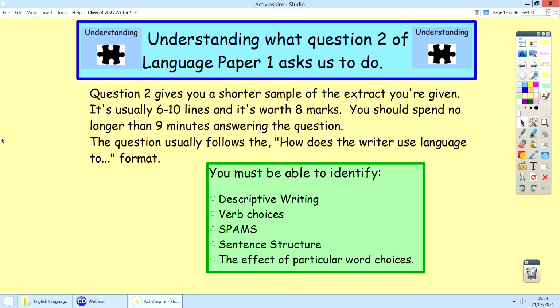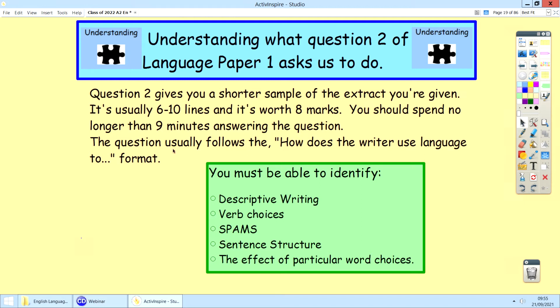Okay, so question 2 of language paper 1 asks us to analyse about 6 or 10 lines of the bigger extract. It's a shorter sample that we're given and it's on the top of the question paper. 9 minutes is about the time that we should spend answering this question, because otherwise we'll run out of time for the higher marked question at the end, question 4.